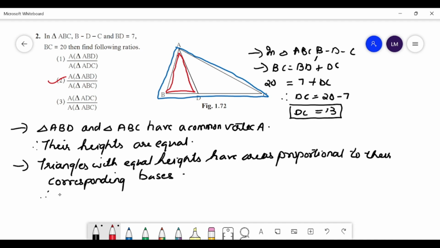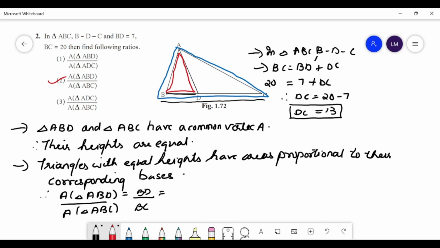Therefore, area of triangle ABD upon area of triangle ABC will be equal to... Now, area of triangle ABD is having base as BD, right? So we can write here as BD. Area of triangle ABC is having base as BC. So we can write BC.